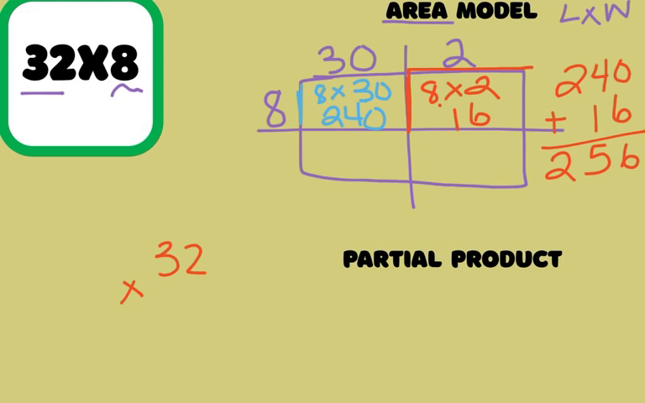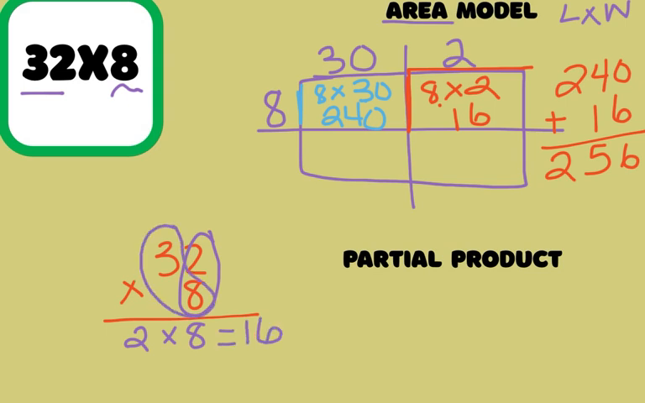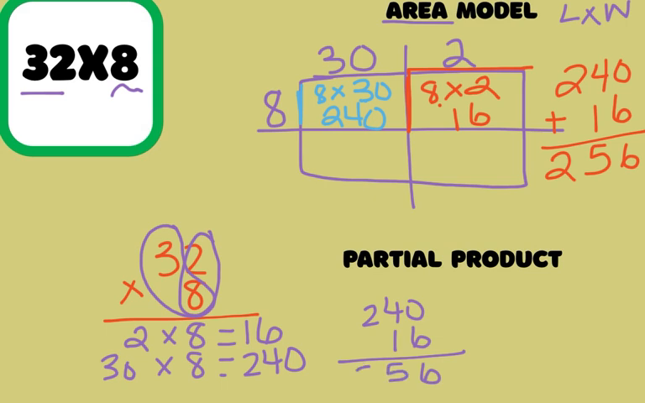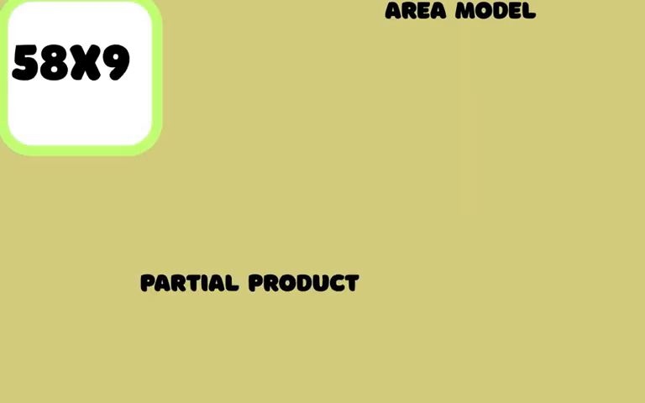Same thing as my last model problem. I'm just going to stack my 32 times 8, and we are going to notice the exact same set of multiplication problems. Starting in the ones place, we have 2 times 8, which gives me a partial product of 16. And then we have that second set that we need to make sure that we cover, which is 30 times 8, which leaves me with 240. I rewrite those to add them, and again, I am left with the product of 256.